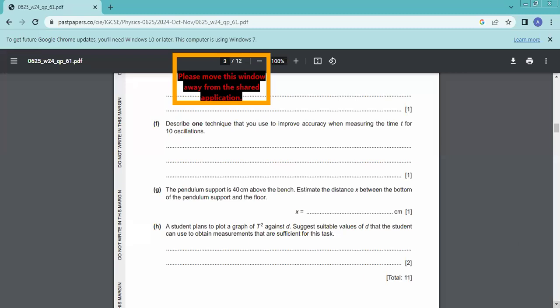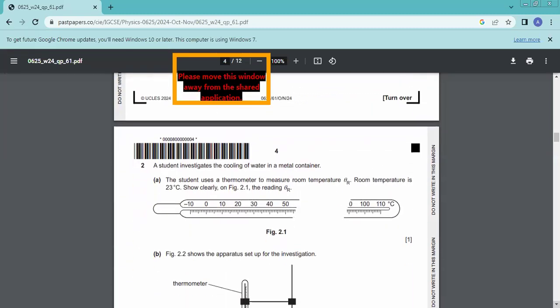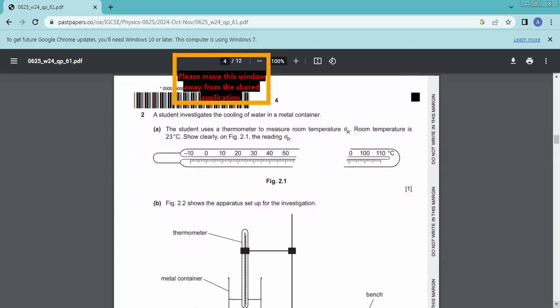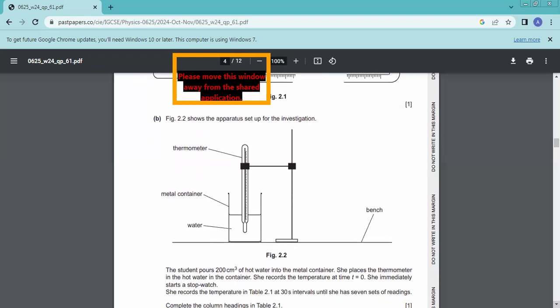Question number 2. A student investigates the cooling of water in a metal container. The student uses the thermometer to measure the room temperature, theta R, which is shown as 23 degrees centigrade, clearly on the figure below. This is the temperature shown here, and the reading is theta R.